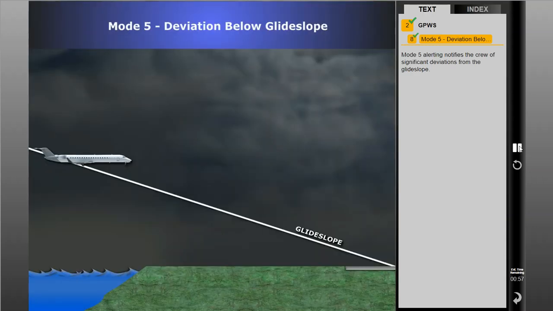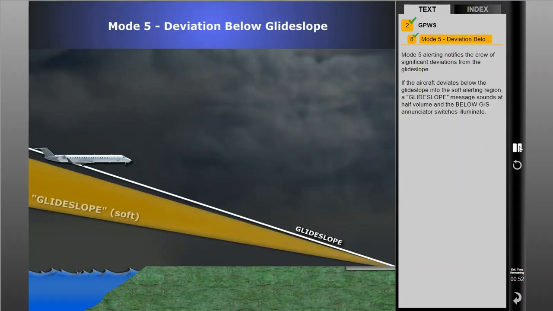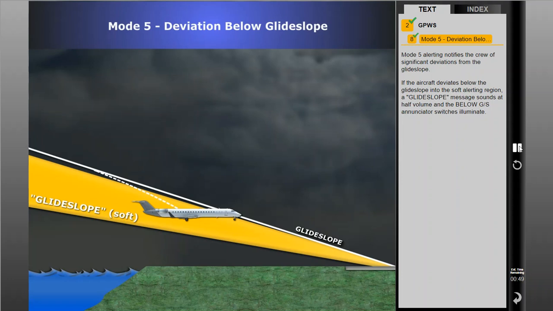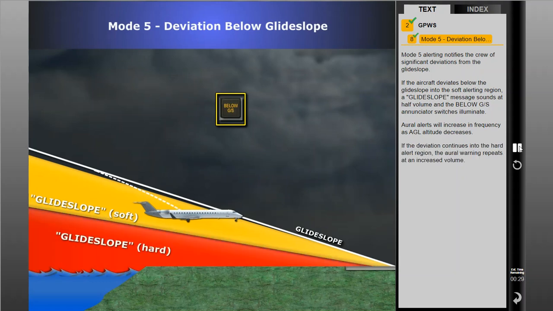Mode 5 alerting notifies the crew of significant deviations from the glide slope. If the aircraft deviates below the glide slope into the soft alerting region, a glide slope message sounds at half volume, and the below glide slope annunciator switches illuminate. Glide slope. Aural alerts will increase in frequency as AGL altitude decreases. If the deviation continues into the hard alert region, the aural warning repeats at an increased volume. Glide slope.